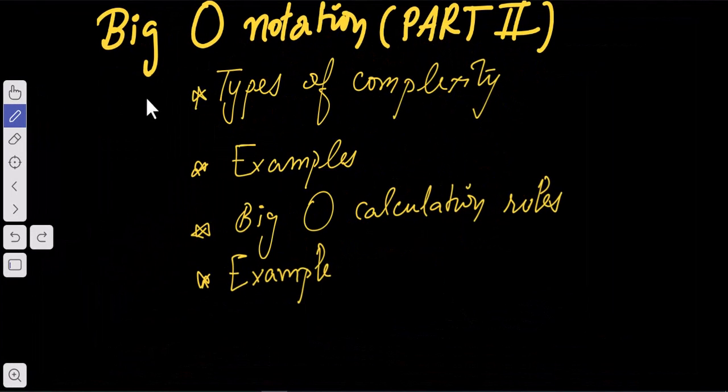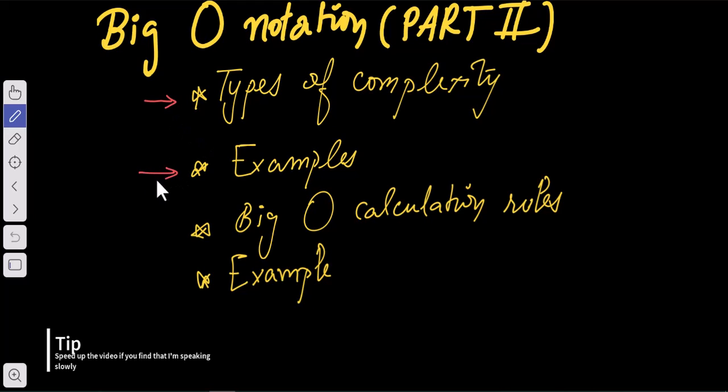In this second part of the tutorial, we're going first to deal with the two main types of complexity. Then we will move to have some examples on each one of them. Then we will move to big O calculation rules. Finally, we'll end up with having an example on how to apply those rules.